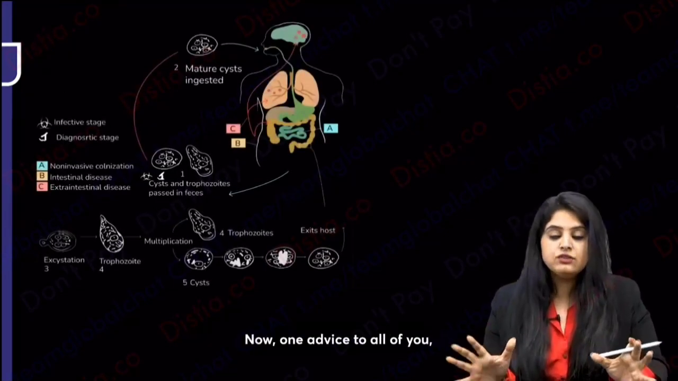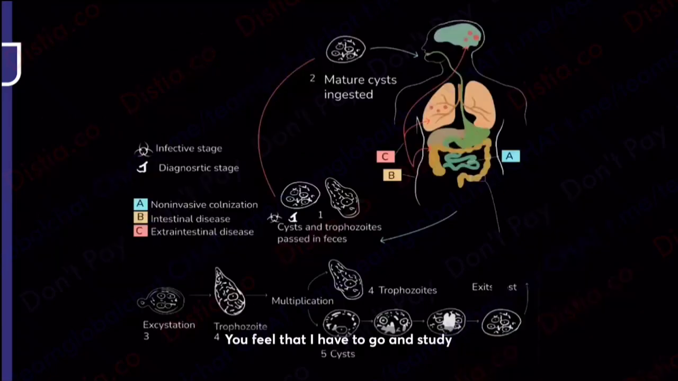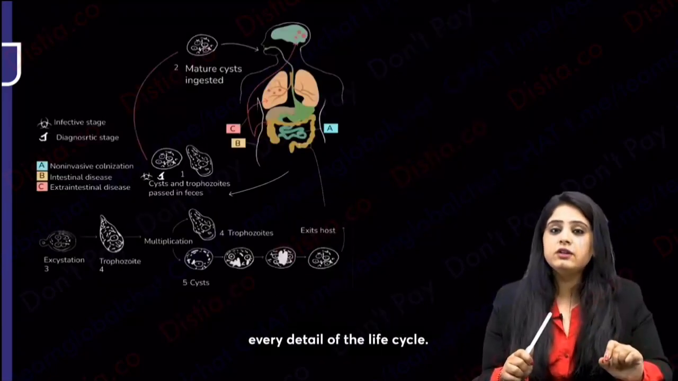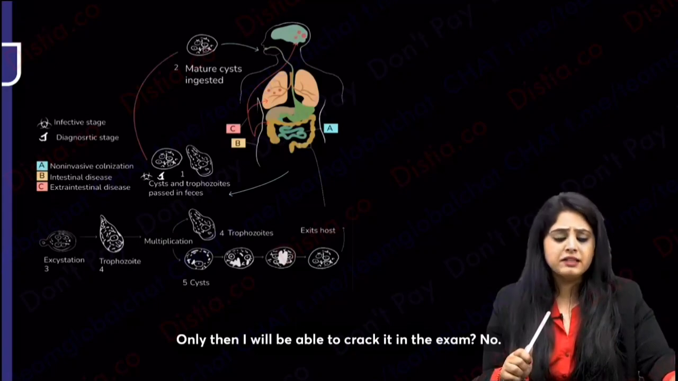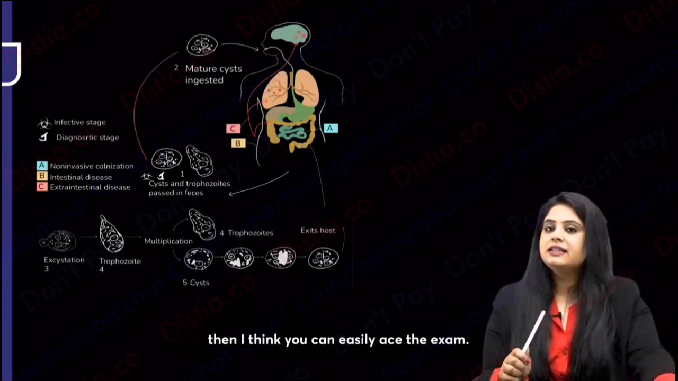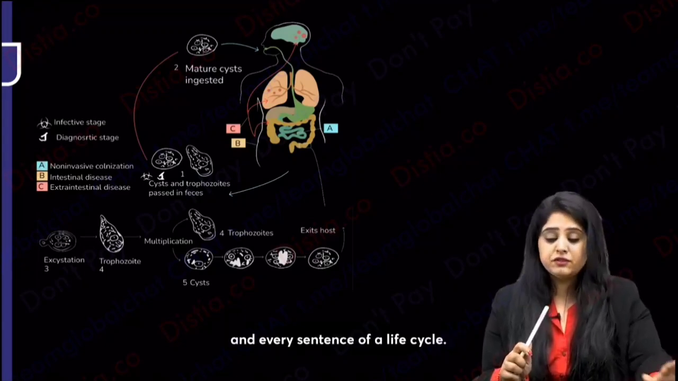Now, one advice to all of you, which is a very common mistake that all of you make: you feel that you have to study every word and every detail of the life cycle, only then will you be able to crack it in the exam. No, if you know the trick of catching a life cycle, then I think you can easily ace the exam. You don't have to know every nitty-gritty and every sentence of a life cycle.